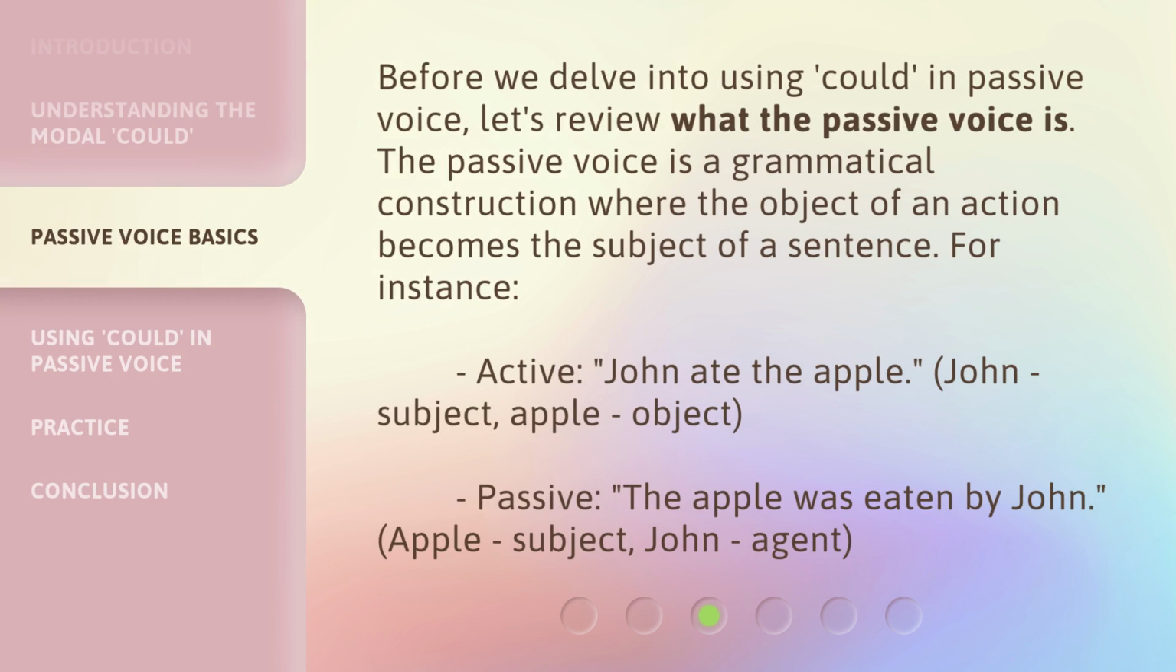Before we delve into using could in passive voice, let's review what the passive voice is. The passive voice is a grammatical construction where the object of an action becomes the subject of a sentence. For instance, active: John ate the apple. John, subject; apple, object. Passive: The apple was eaten by John. Apple, subject; John, agent.